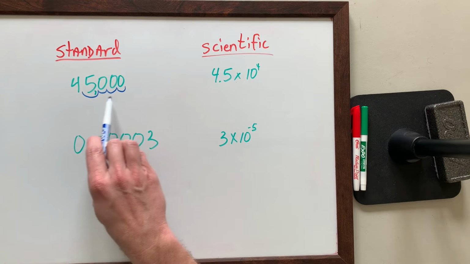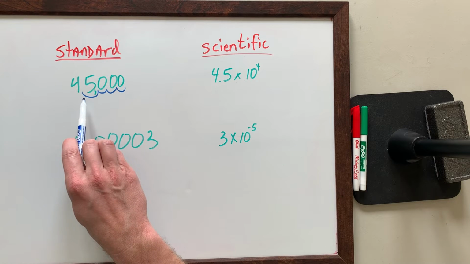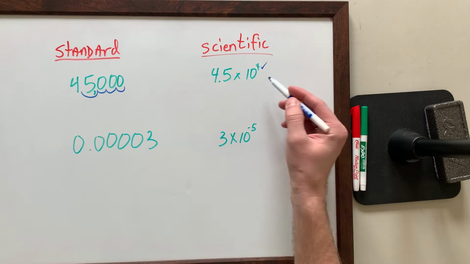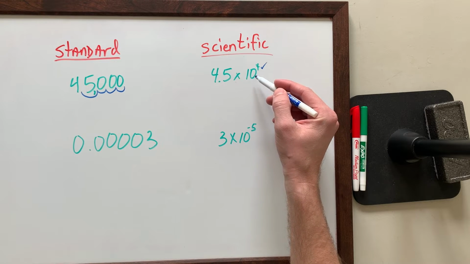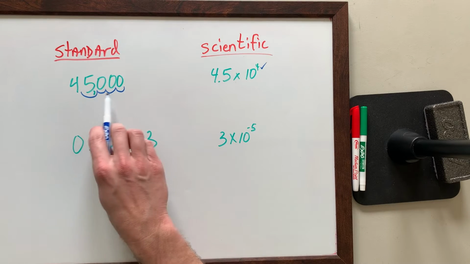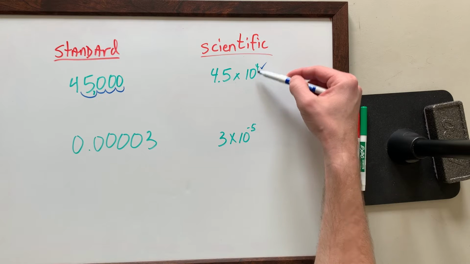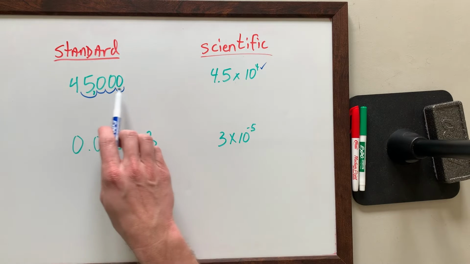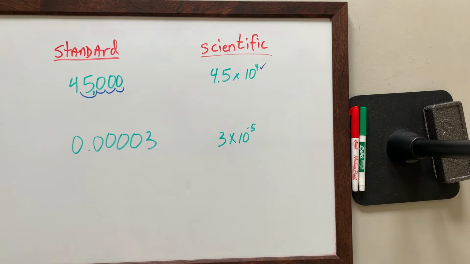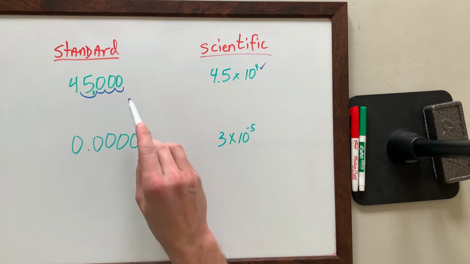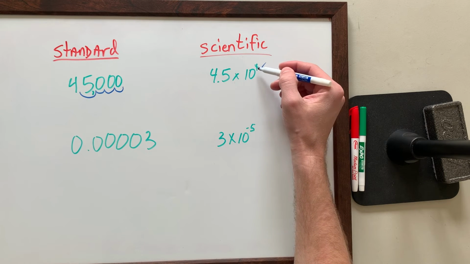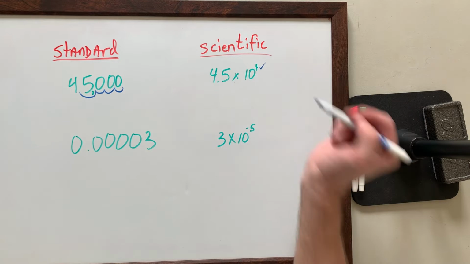Not digits, the place values. How many spaces did I move that decimal? I moved it 4 spaces, which is why I have a 4 as an exponent on the number 10. The other thing we want to know is what direction we move affects whether this exponent is positive or negative. So in the number 45,000, 4 is in the highest or the largest place value. It's in the 10,000s place. So if your decimal is moving towards the highest place value, then your exponent will be positive.